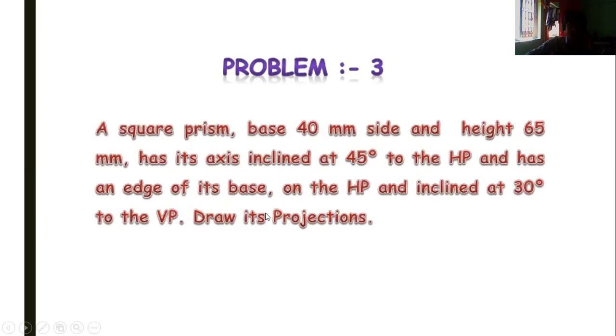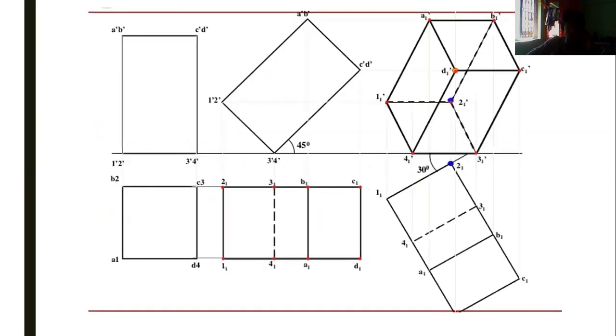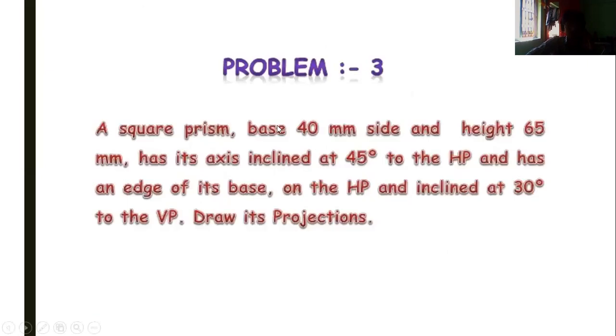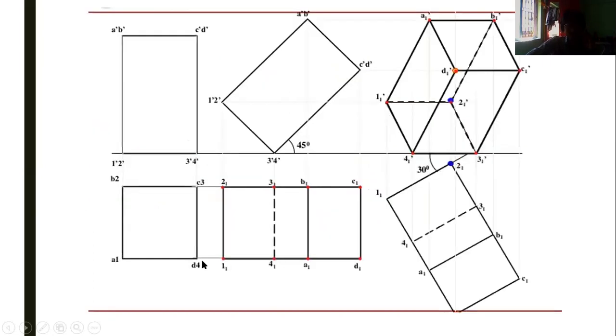Now how could I draw the projection of such a solid? In the next slide, let's see how to solve this problem. First of all, this is a square prism whose base is 40 and height is 65. I have drawn the base 40 as a square because this square will be observed in the top view, and the height rectangle you will see in the front view. This is the first thing you have to do.